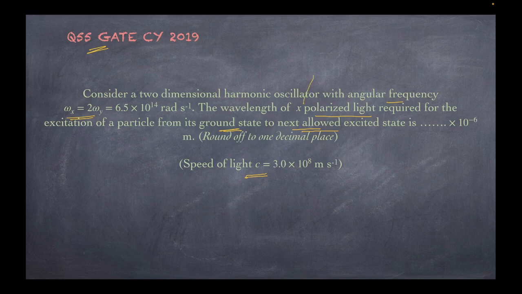Now the x polarized is important, that means it only excites the harmonic oscillator corresponding to the x direction. The y direction harmonic oscillator or y direction states will not be disturbed, so that's why the x polarized is written there. So we have to find out the wavelength corresponding to the x polarized light which is required to excite a particle from its ground state to next allowed excited state.